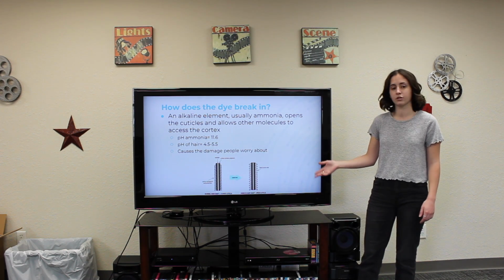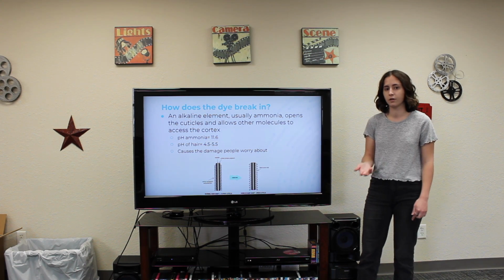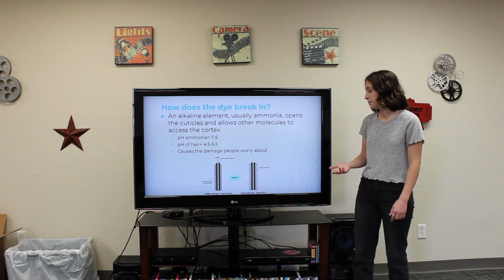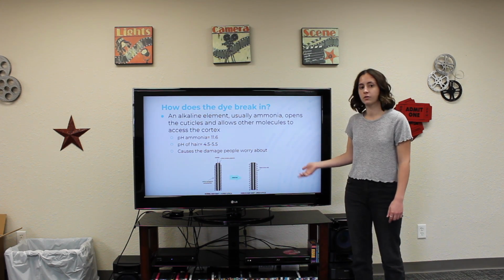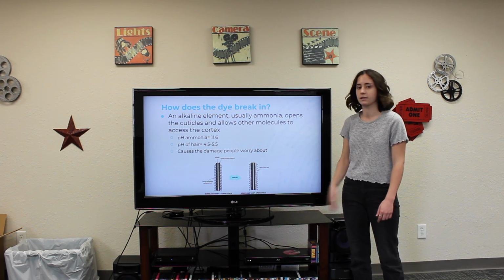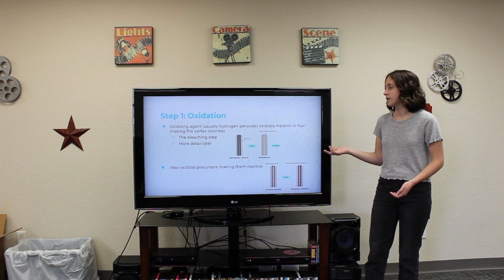This causes the damage that people worry about with constantly dyeing hair, and it is something to consider if you're thinking about using permanent dye. Once the shaft is open, the coloring molecules are able to go into the cortex and begin the actual coloring process. Step 1 is oxidation.